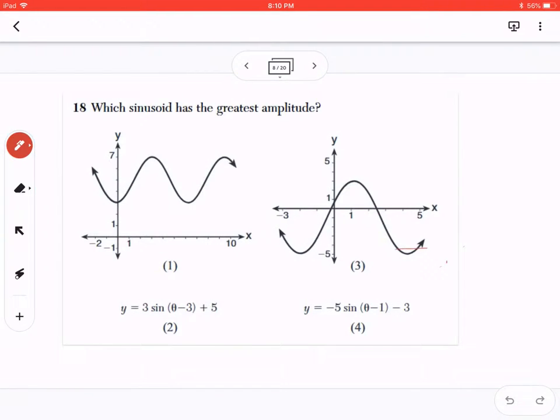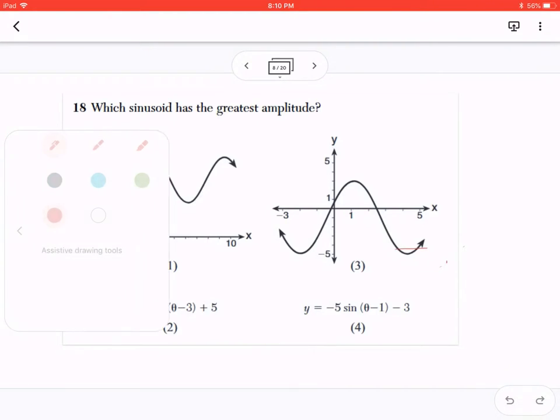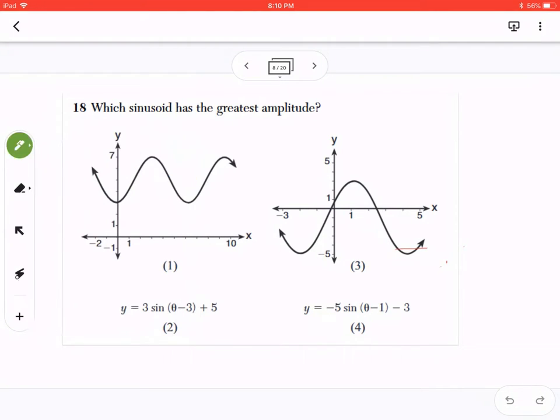In this question, we're asked which sinusoid, which is a name for a sine or a cosine graph, has the greatest amplitude. We're going to find the amplitude of choice 1: take the max, which is 7, subtract off the min, which is 3, and divide by 2, which is going to work out to be 4 over 2, which is 2. In choice 2, the a value is obvious because it's in front of the sine function. The a value is 3 for choice 2.